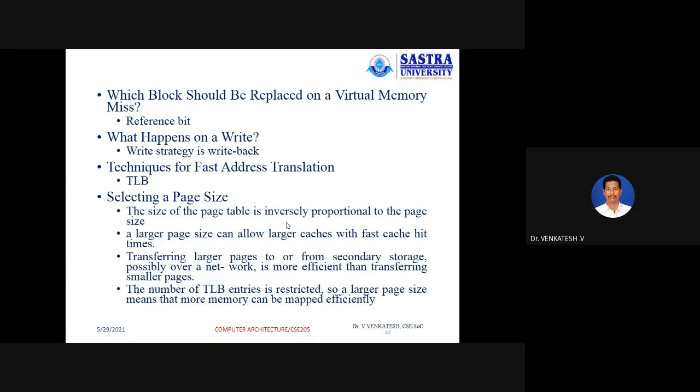And as I told you, the translation lookaside buffer entries are restricted. Even though it is a fast address translation, I should not put in a large number of pages, so I have to restrict it to some page size. Whichever is more required by that particular process, according to that I will keep those things in the memory map.